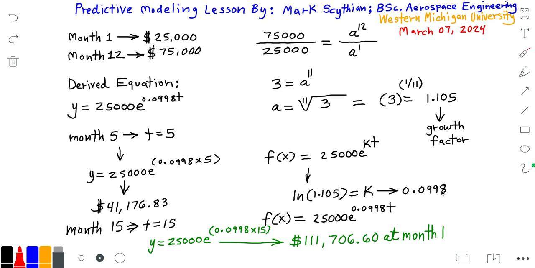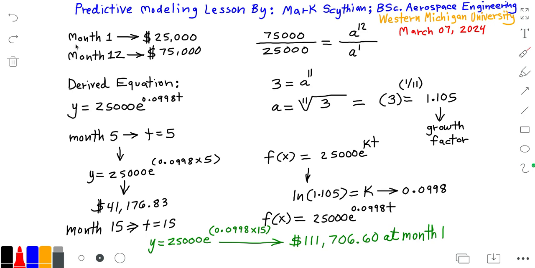So then the equation to model the past behavior is now complete. So we have the function of 25,000 e to the 0.0998t power. So now we can test this equation describing the previous financial revenue behavior to predict the future outcomes, or predictive model, assuming that these revenue patterns stay consistent as they have been in the past 12 months.